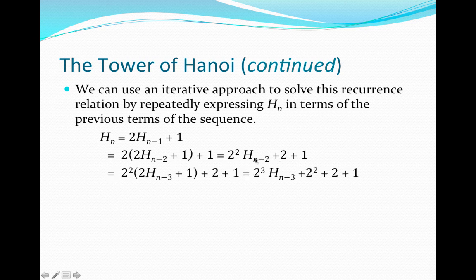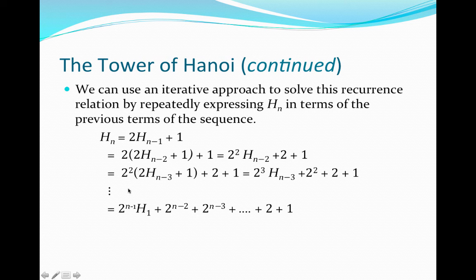And then we're going to repeat this, substituting in a value for h sub n minus 2. So recall that this is simply 2 times h sub n minus 3, so the previous term of the sequence, plus 1, and plus 2 plus 1 here, and then we multiply 2 squared through here, so we get 2 cubed times h sub n minus 3 plus 2 squared plus 2 plus 1. So I think it's easier in this particular example to see where we are going.